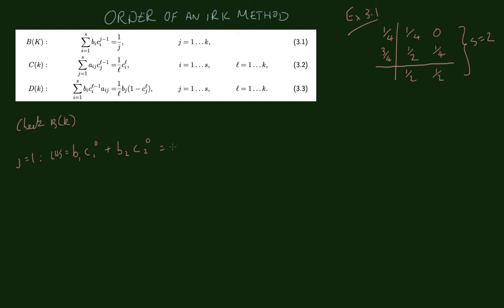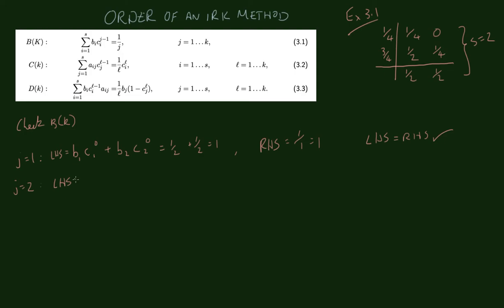Okay, so b1 is 1/2, anything raised to the power 0 is 1, and b2 is 1/2, so the left hand side is 1. Okay, what about the right hand side? So for j equal to 1, we have 1 over j, so 1 over 1 equals 1. So in this case we have the left hand side equal to the right hand side, so we know that that condition is satisfied for j equals 1. Okay, let's check it for j equals 2.